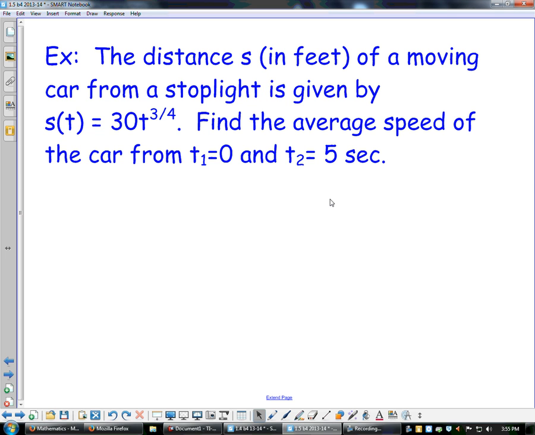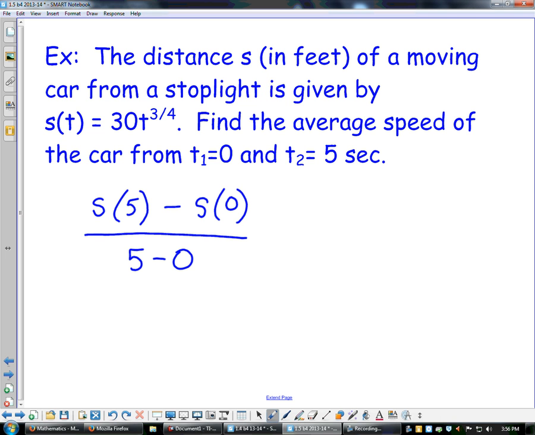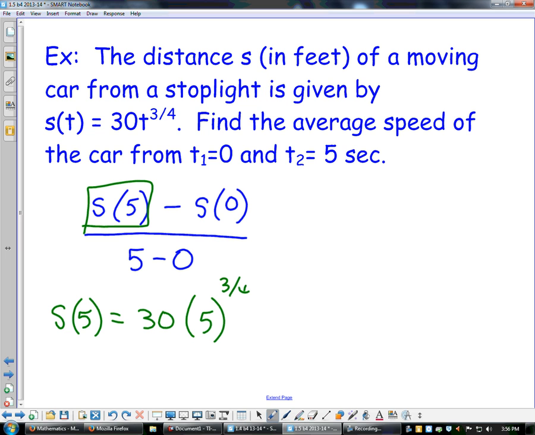And so, if I plug in 0 at time t equals 0, 0 to the 3/4 is 0, times 30 is 0 still. But we want to find the average change, so we're going to do s of 5 minus s of 0 over 5 minus 0. In this case, s of 5 is equal to 30 times 5 raised to the 3/4 power.